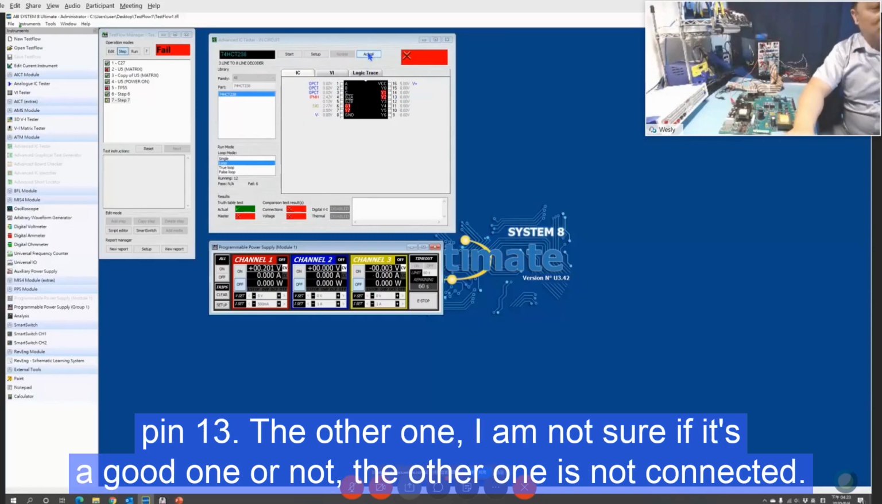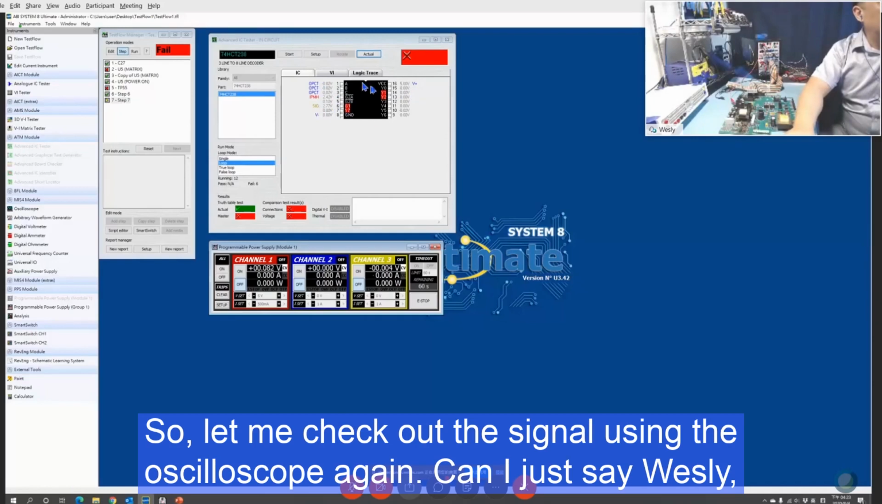And the other one, I'm not sure if it's a good one or not. And the other one is no, it's not connected. So let me check this signal by using the oscilloscope again.